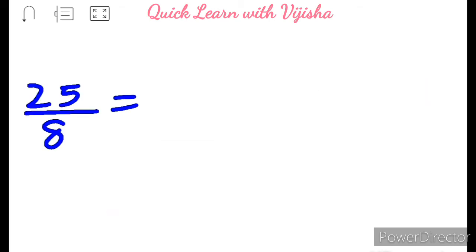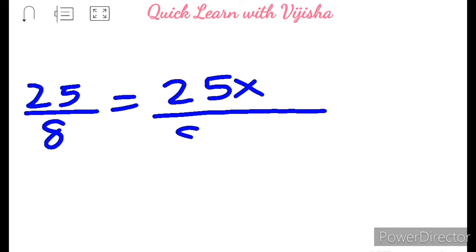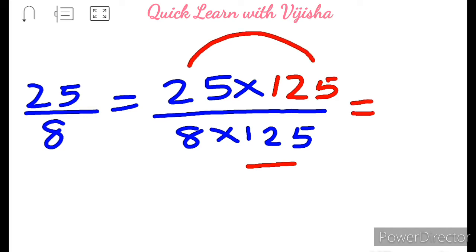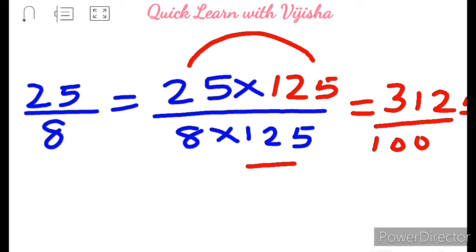25 upon 8 is equal to 25 into blank upon 8 into blank. So already 125 is given in the denominator. So in the numerator also we will multiply with 125. Understanding children? Now 25 multiplied by 125 will give you the answer 3125 upon 8 into 125 will give you the answer as 1000. Understanding children? Now we will put the decimal.